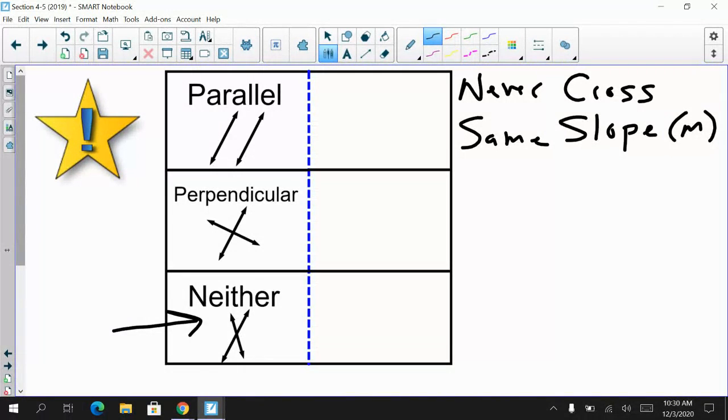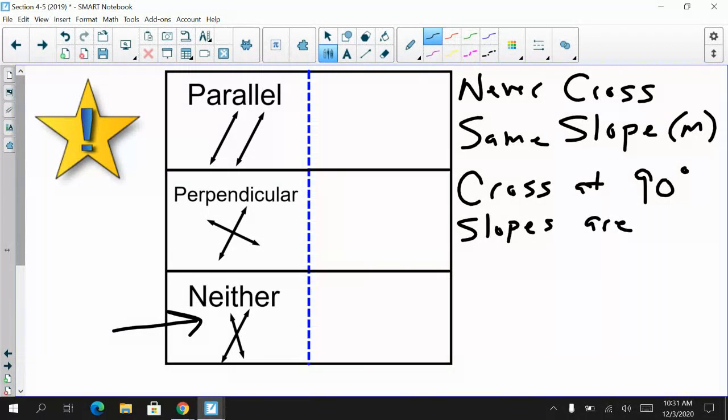Now, perpendicular lines, I don't think we've talked about yet, but they cross at a right angle, which is 90 degrees, and the slopes are opposite reciprocals.